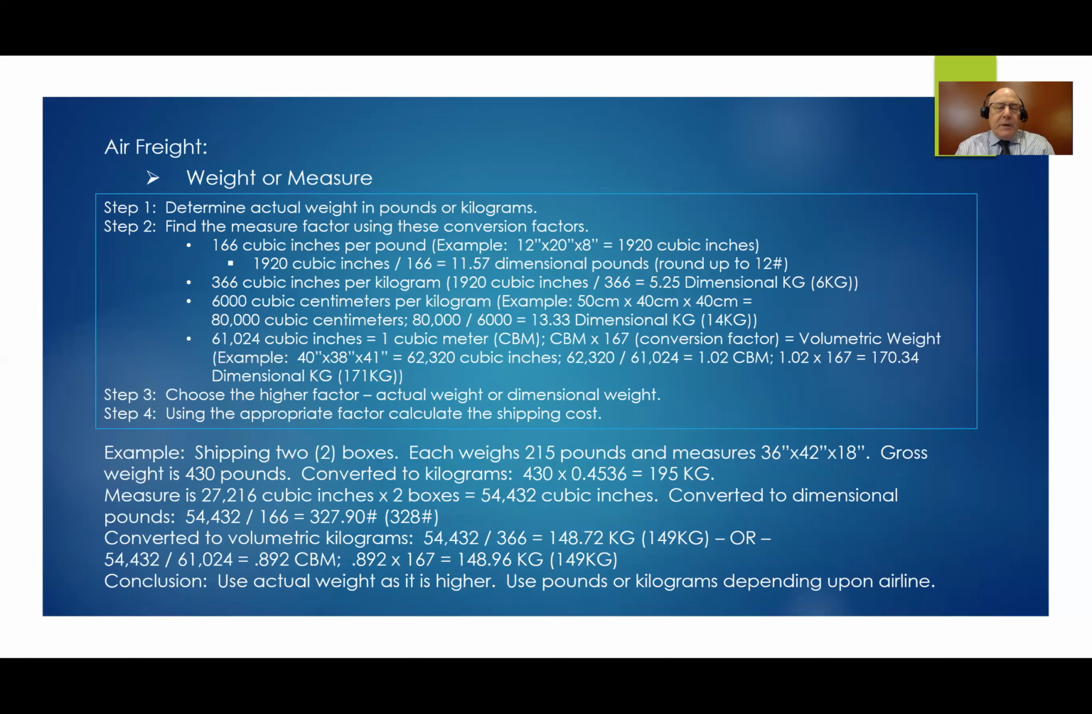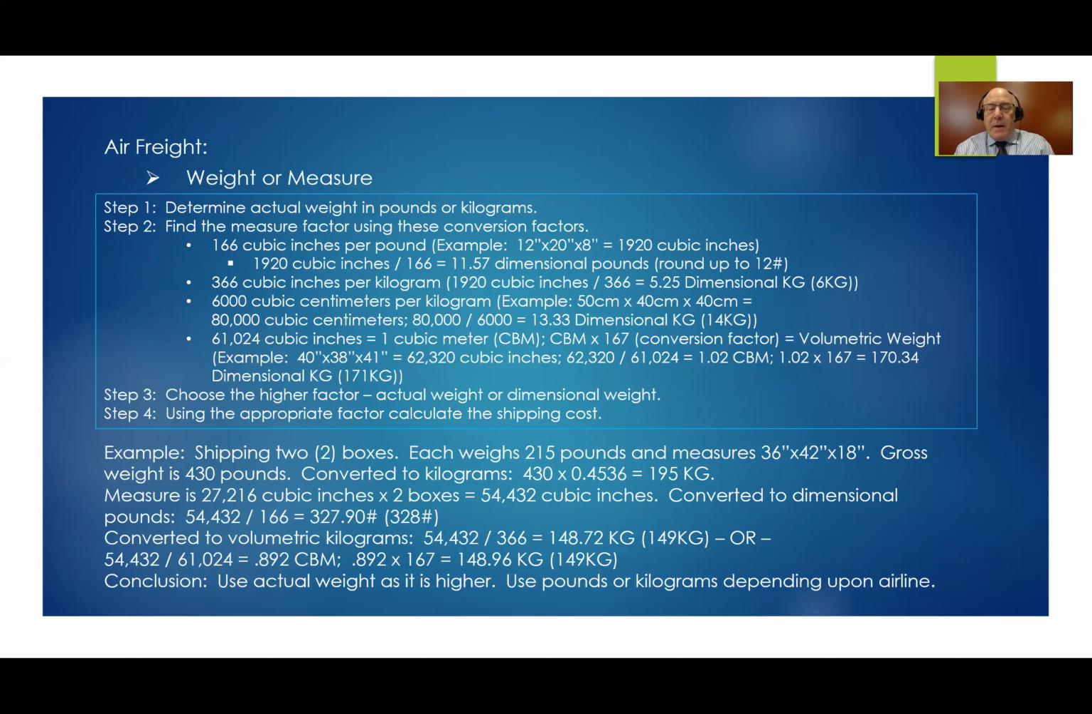So skipping down to where it says example, let's say that we have 2 boxes that we're shipping. Each weighs 215 pounds and measures 36 inches by 42 inches by 18 inches. So our gross weight is 430 pounds. And if we convert this to kilos, 430 pounds times the conversion factor of 0.4536 is going to give us 195 kilos. The measure is 27,216 cubic inches times 2 boxes, so for a total of 54,432 cubic inches.